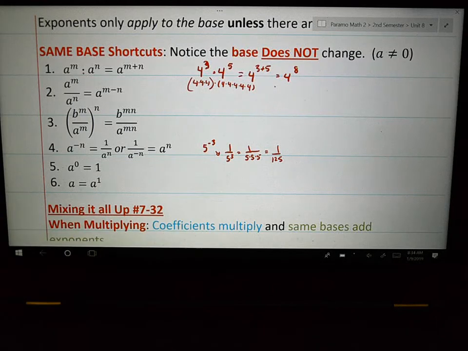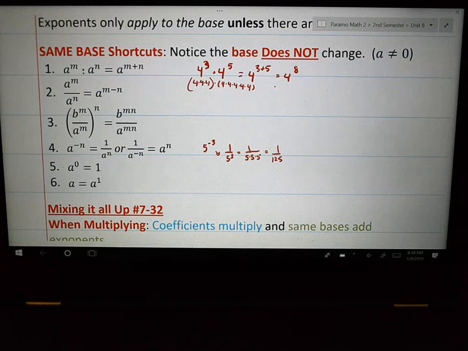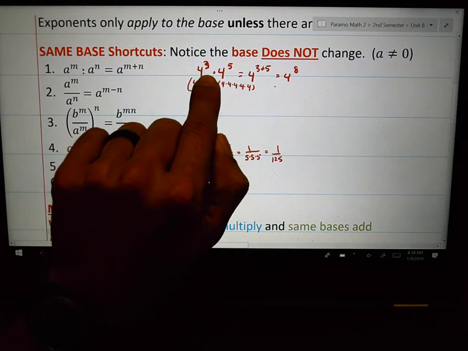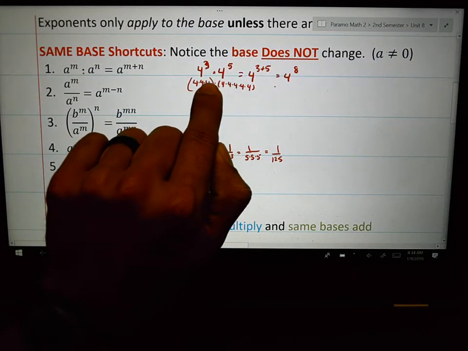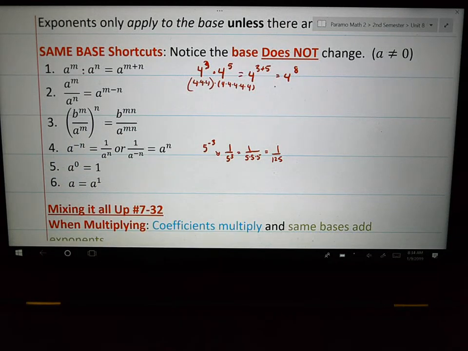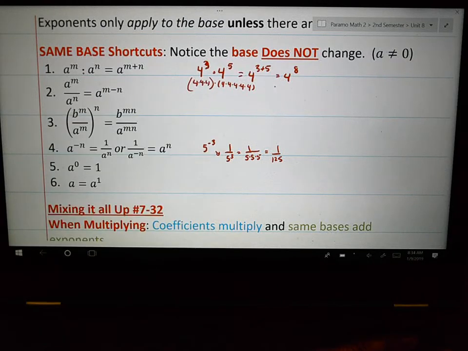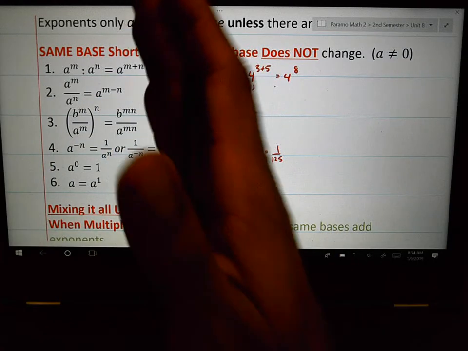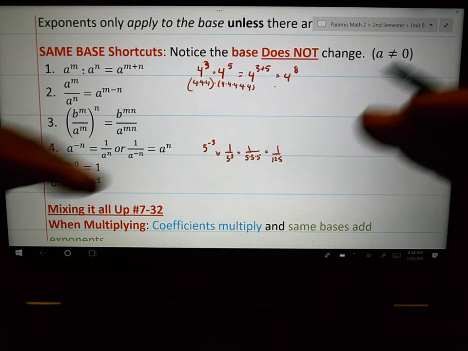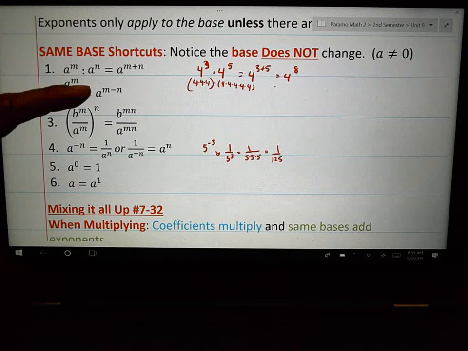I guarantee you that on a multiple choice test, if I have 4 to the third times 4 to the fifth, one of the choices is going to be 16 to the 8th power. Another choice would probably be 16 to the 15th power, because some of you will multiply the exponents. Your goal is to know that I only add exponents because it represents how many groups or factors of multiplication there are. Okay? If you're dividing, you can subtract the exponents.